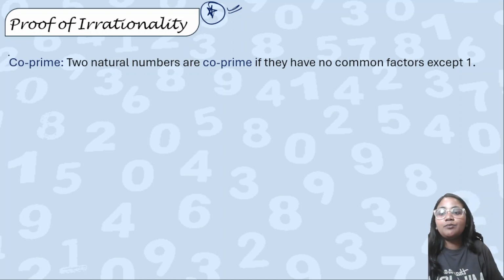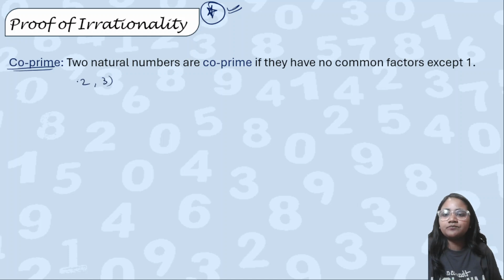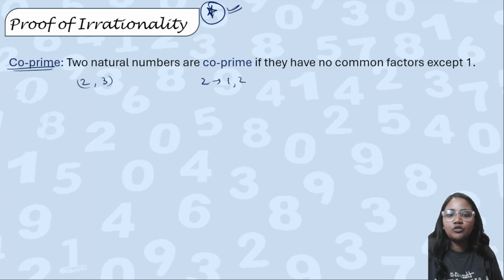Okay, so we need to keep that in mind. Now you will say, ma'am, 2 and 3, they both are co-prime. How do we come to know? 2 has two factors, we know 1 and 2, right? 3 has two factors, 1 and 3. The common factor is 1. So yes, 2 and 3 are co-prime.